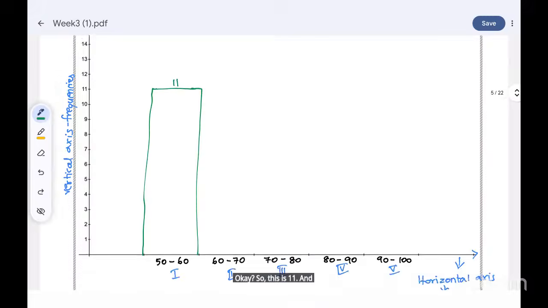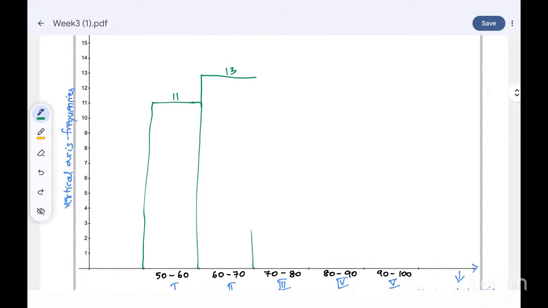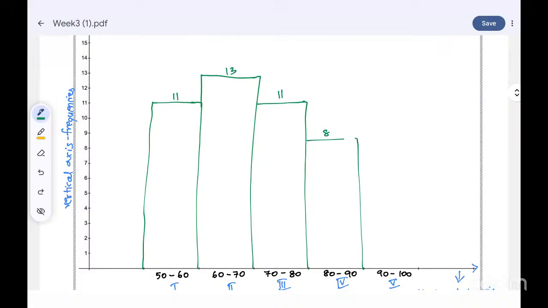And for 60 to 70, it is 13. So 13. Okay, next again 11. And then it's 8. And then 7.